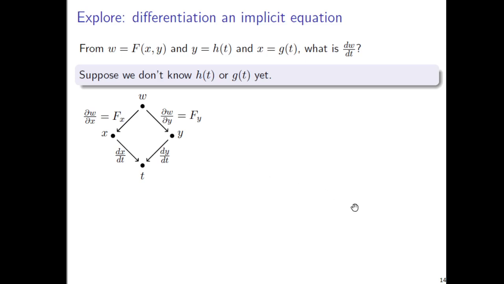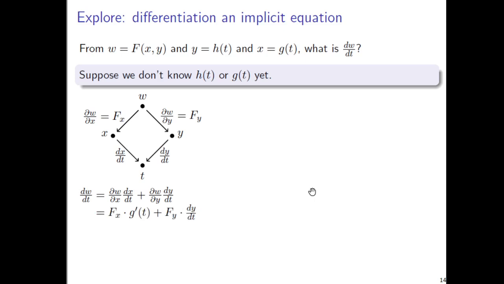You'll notice that down here, the arrow from x down to t says dx dt without the curly d's, with the regular d, because x only depends on one variable t. And so this is a standard Calc 1 style derivative. So if we write down what the chain rule should tell us, it's that dw dt should be dw dx times dx dt plus dw dy times dy dt.